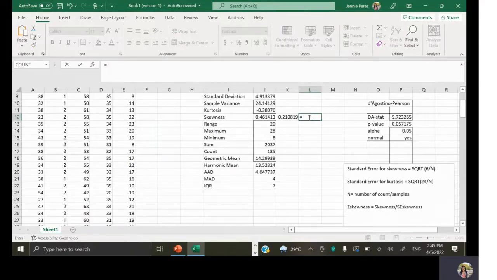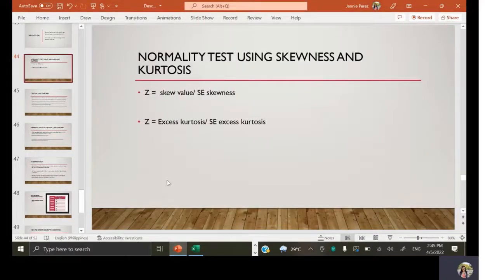Equal sign, then what is the skewness value? I will click this, highlight, and then divide by the standard error. This is now the standard error. And click enter. Okay, this is now the z-value for skewness, that is 2.188674. Let us look at the interpretation.